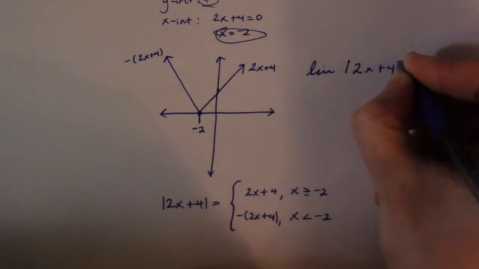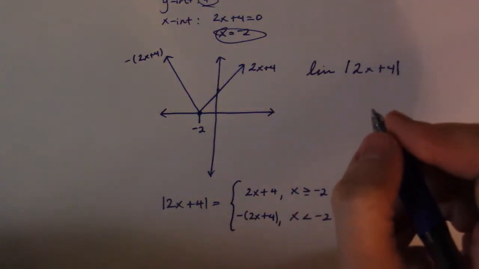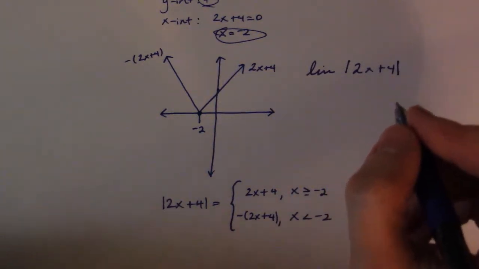Of the absolute value of 2x plus 4. And someone's driving by my house on a scooter right now, and it is absolutely raining.